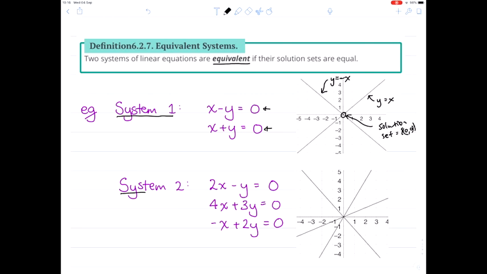If we have a look at the second system over here, now I've got three equations, also in two unknowns, and plotting those three graphs, I get this picture over here. And again, you'll notice that the solution set, so the point which solves all three equations at the same time, is again (0, 0), which is our solution set for these. And so by this definition we've got up here, these two systems are equivalent because their solution sets are equal.